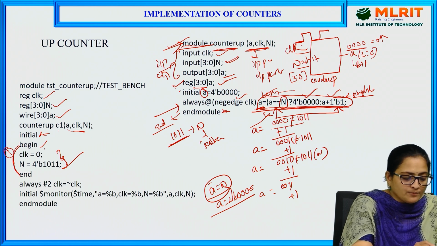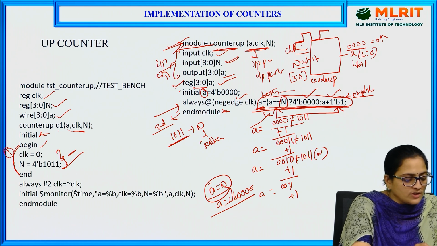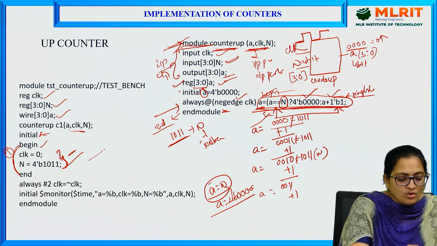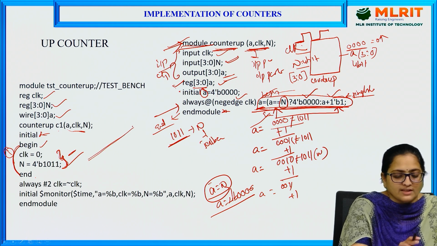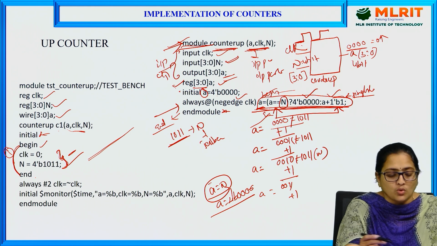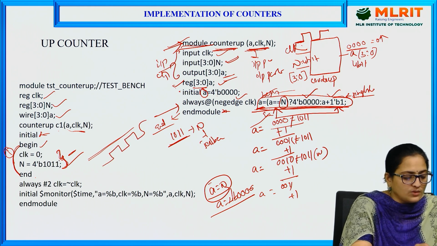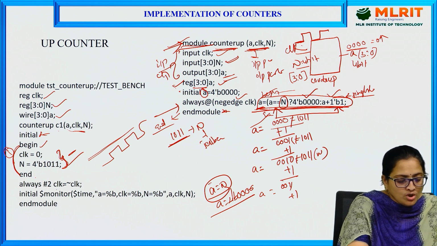So begin, clock is equal to 0. Initially, I'm assigning the clock 0, and the N value is assigned the 4-bit binary value of 1011. So these two assignments have been given within a begin and end block. And here, if I have given clock equal to 0, it goes on counting, but it counts only a single value. But this counter has to count for multiple values, so I need to change the clock from 0 to 1 and 1 to 0. That is the reason why I have written always #2 clock is equal to complement of clock.